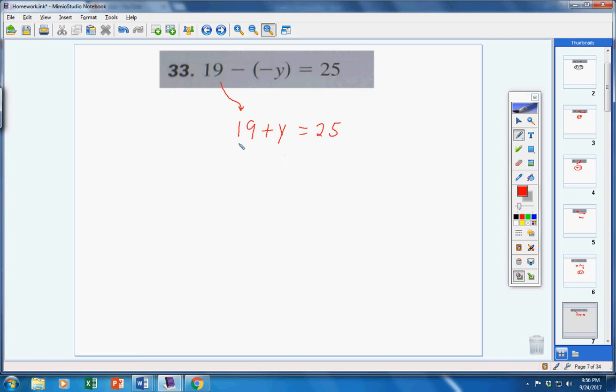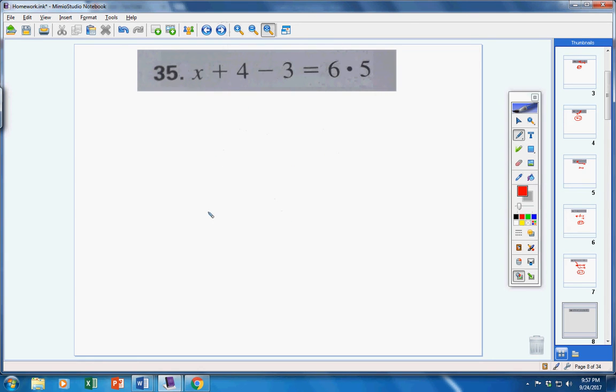I have simplified this left side. Now step 2, get the variable all by itself. Bring the positive 19 over, make it a negative 19, and we're left with y equals 6. And that is the correct answer.